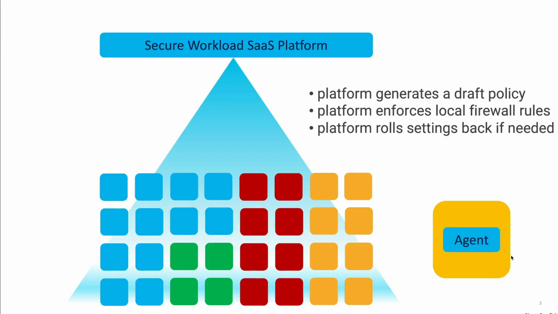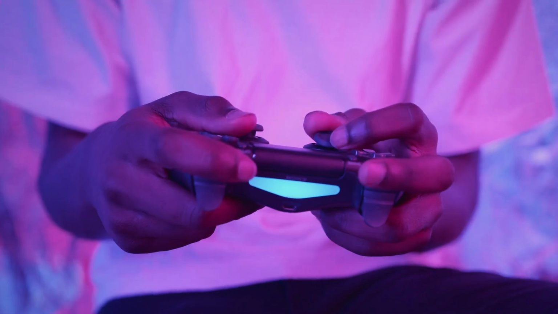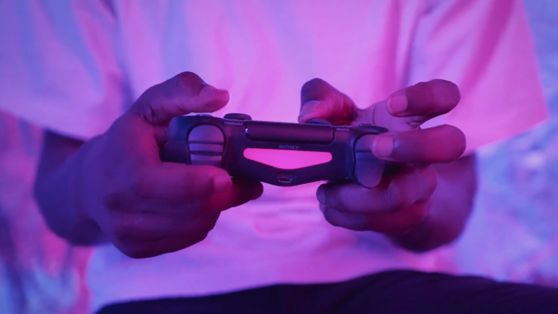Since the agents know the network traffic on the operating system level and the machines, Secure Workload can generate a draft security policy based on the actual traffic that's on the machines. Next to that, if you think the draft security policy is okay, you can enforce this policy using local firewall rules. And the good thing about that is that you manage all these 1,000 machines from a single platform. It's a remote controller for your security policies.